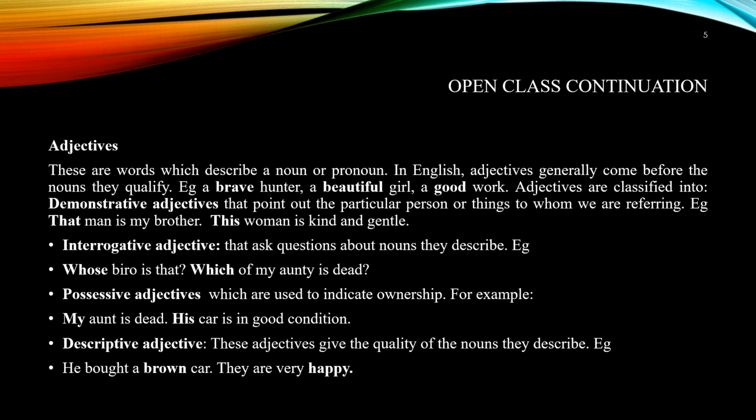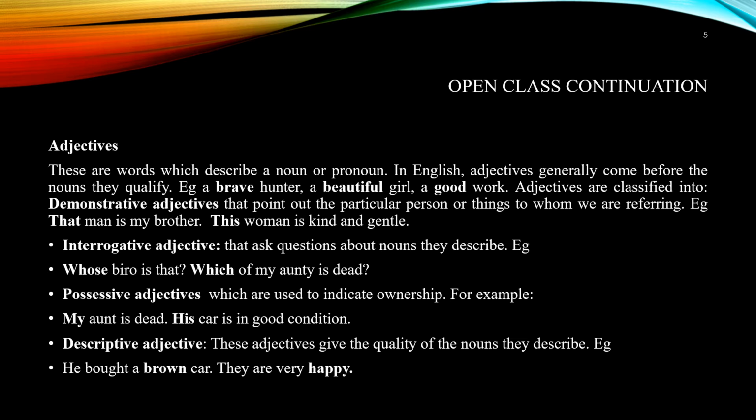Then the next category is descriptive adjective. These adjectives give the quality of the nouns they describe. For example, he bought a car. Which car? Brown car. So the brown there is an adjective that describes or talks about the quality. They are very happy. So they can be happy, but what? Happy there is what?